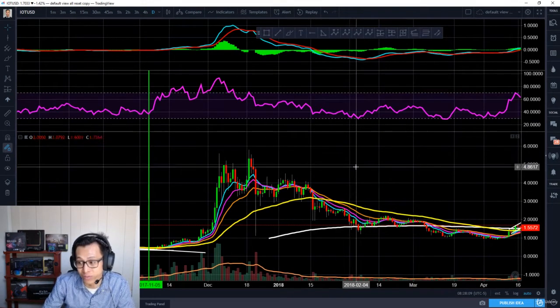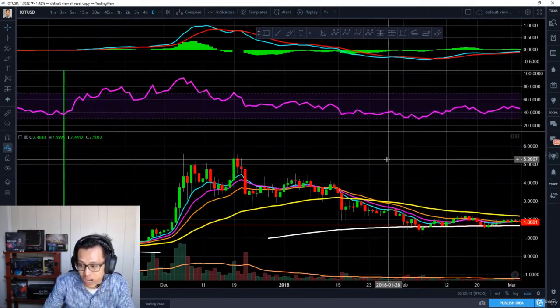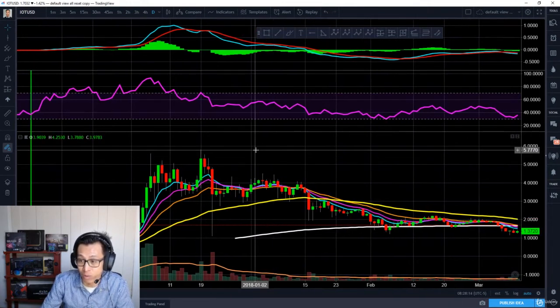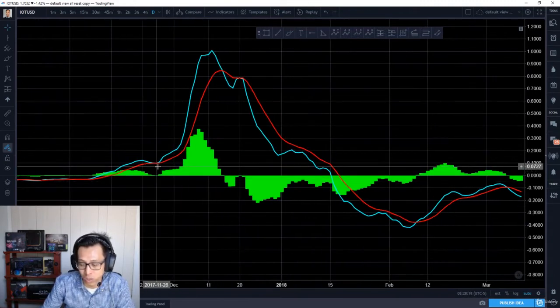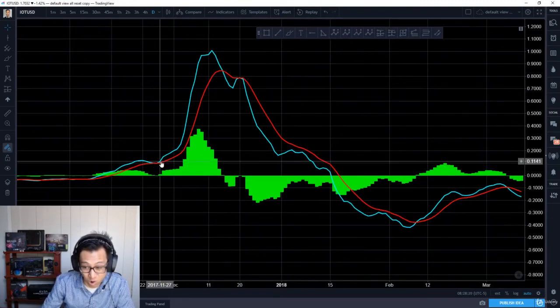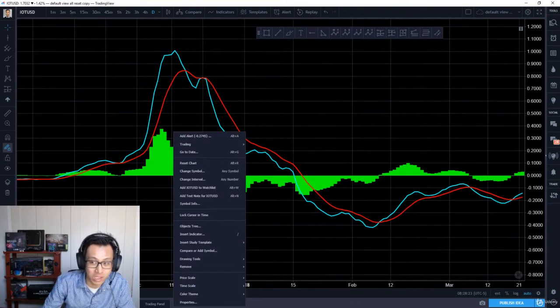But a lot of my friends were very smart about it, and they were waiting for kind of a double tweezer top type of formation. And here, guys, there would have been no reason to exit a trade. There was actually no crossover on a MACD. We never even got to the negative side.